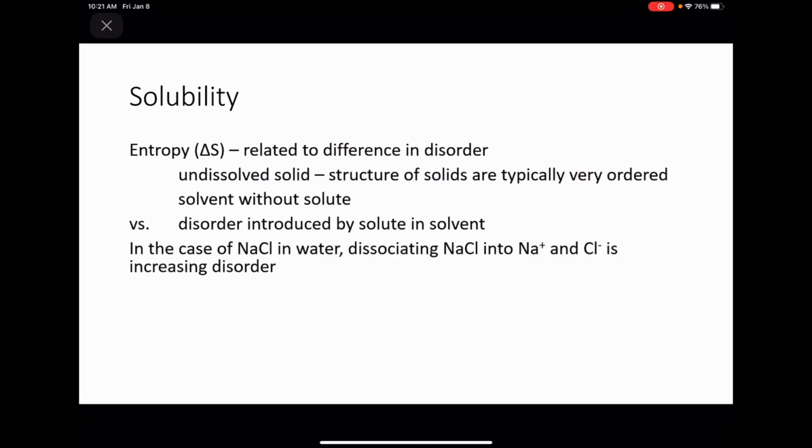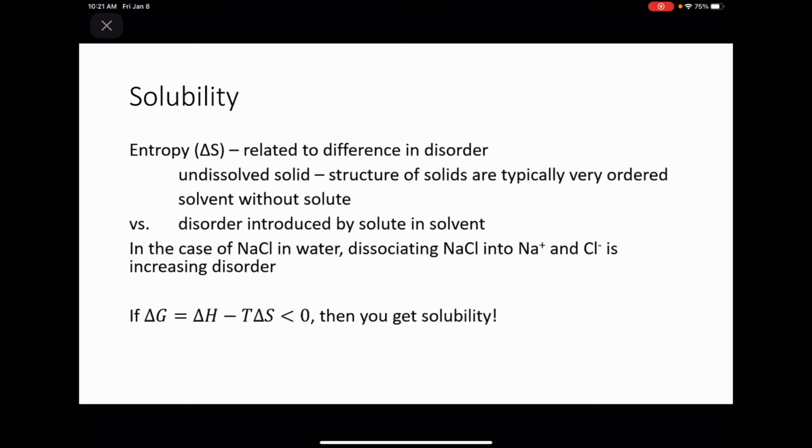But in the case of sodium chloride in water, for example, I talked about this briefly, the dissociating sodium chloride into sodium and chloride ion is increasing. We're going from 1 to 2. So we're increasing the disorder overall. And those two are surrounded by waters, like we represented in the enthalpy part. Okay, so that's also increasing the disorder. So in general, solubility is an entropically favored process. Not always, but in general.